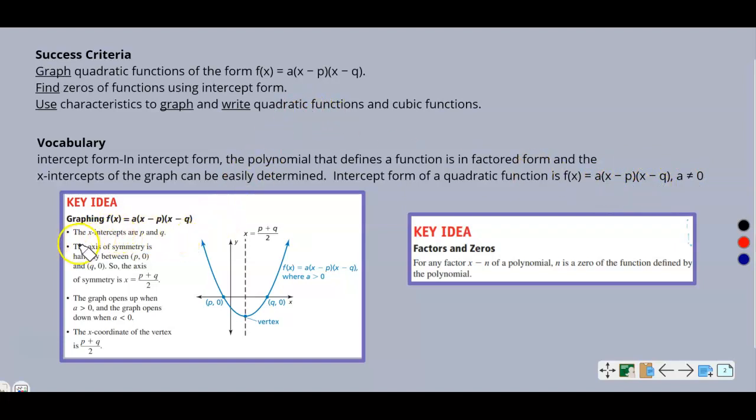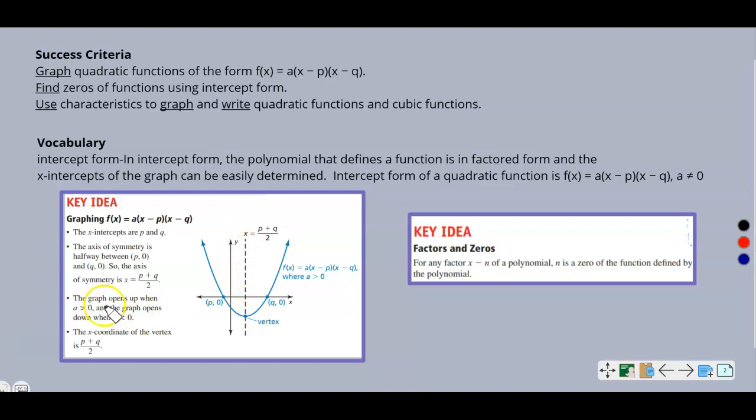All right, key ideas. The x-intercepts are p and q, so you can see here p and q. If you have the factors, you can quickly and easily find the intercepts. The axis of symmetry is halfway between p and q. So basically you're going to find the average of your p and q. P plus q divided by 2, that's finding the average so that you can find the axis of symmetry or the vertex.